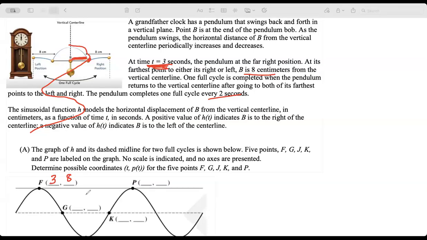One full cycle is completed when the pendulum returns to its vertical center line. It comes to its vertical center line again. One full cycle is completed, right? After going to both farthest limits to the left and the right, and then it came back to its original position, but it completes it in 2 seconds. Now from here, 3 plus 2 is 5, 5 comma 8. Does it make sense? Yeah.